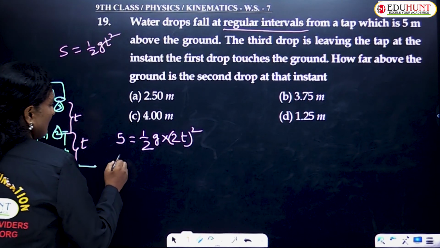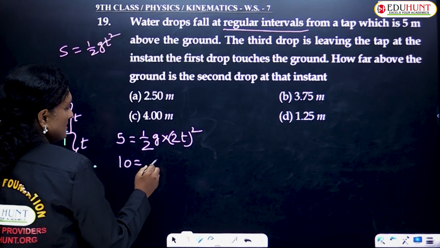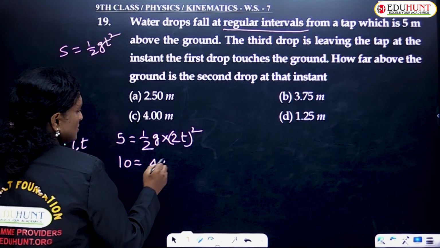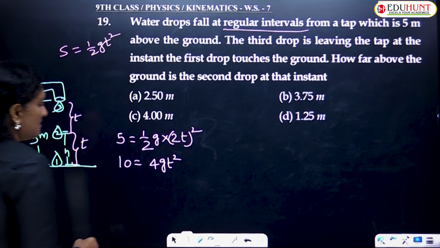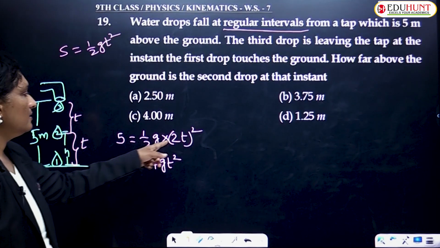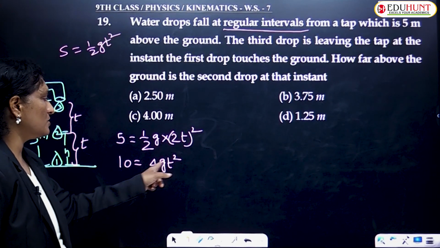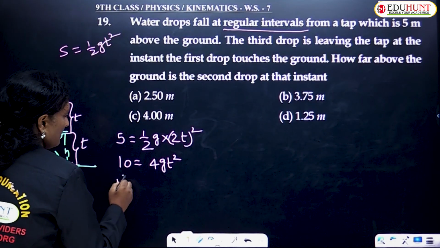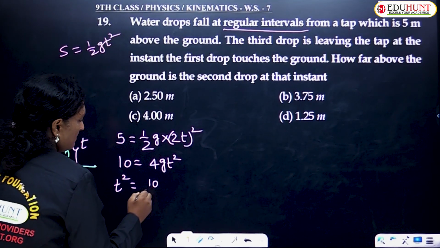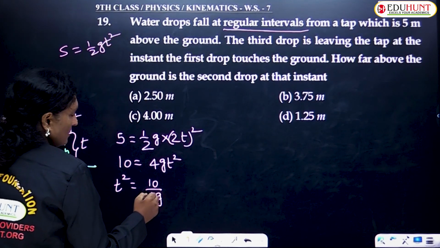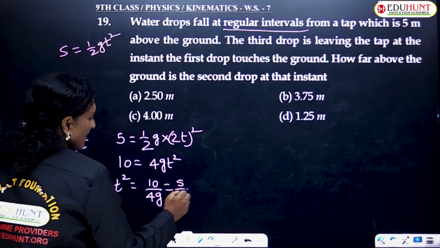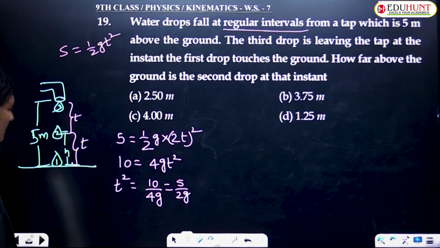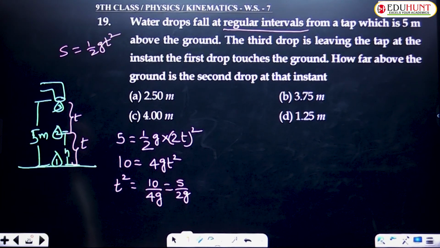Okay. So simplify this. 5 can be written as 2g t square. This 2 I brought here: 2t square is 4t square into g, that is 4g t square. That's it. Or t square can be written as 10 by 4g, which becomes 5 by 2g. Okay. So t square. How far above the ground is the second drop at that bottom? Let us see.